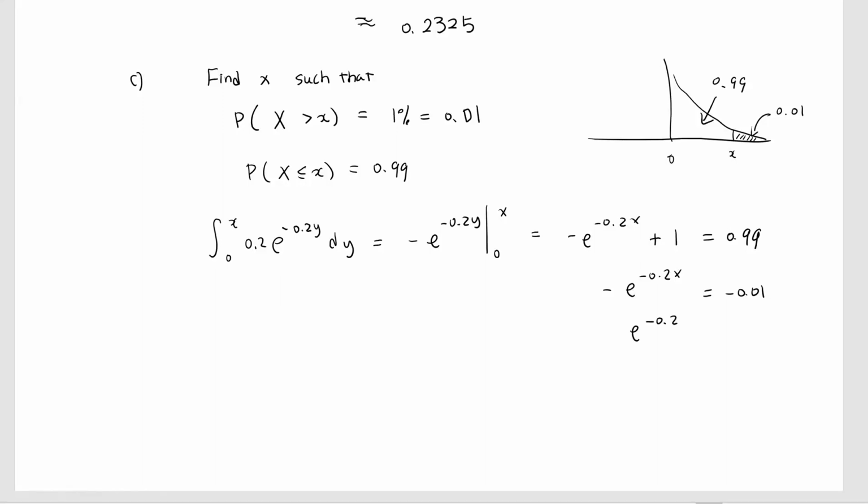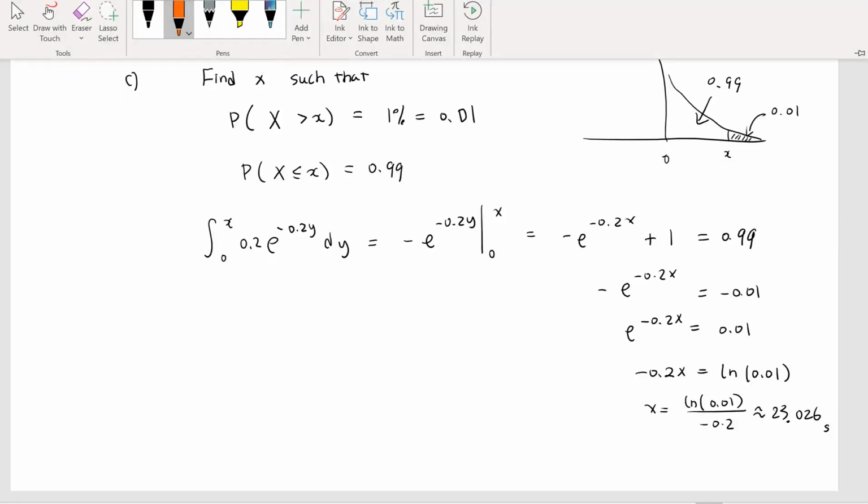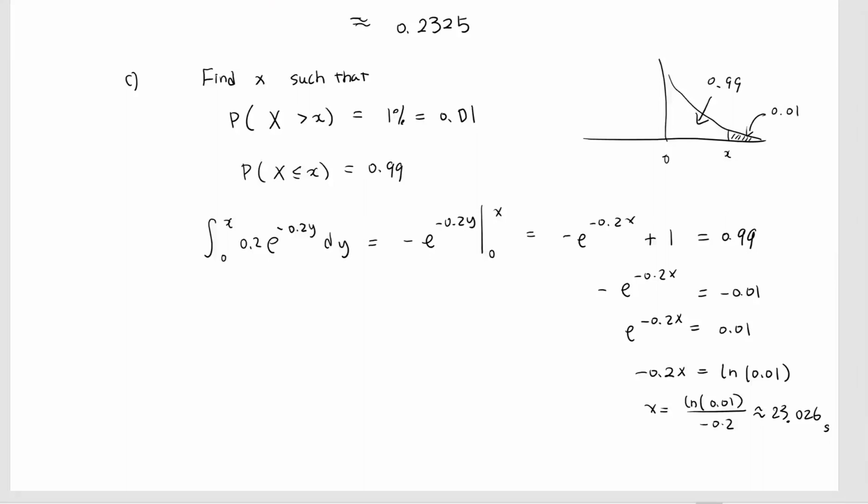And e to the minus 0.2x equals 0.01. We take the natural log on both sides. Negative 0.2x is the natural log of 0.01. Finally, what is x? The natural log of 0.01 divided by negative 0.2. Plugging this into our calculator, what do we get? This approximately equals 23.026 seconds.